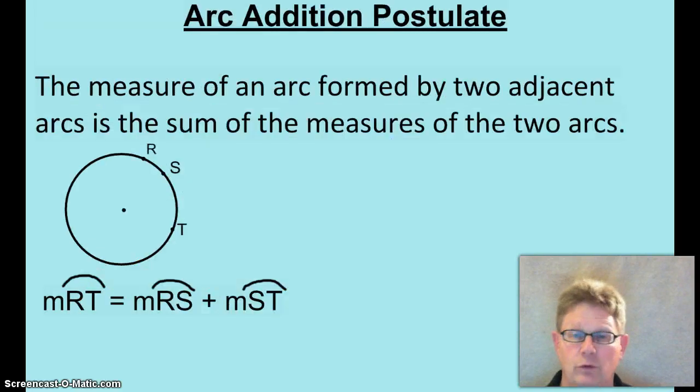And that leads us to the last one, which again looks a lot like Chapter 1, with the segment addition postulate or angle addition postulate. The measure of an arc formed by two adjacent arcs is the sum of the measures of the two arcs. So the measure of arc RT equals the measure of arc RS plus the measure of arc ST. And just like that, we are done with Section 10.2. This does conclude Lesson 10.2, Honors Geometry, arc measurement.